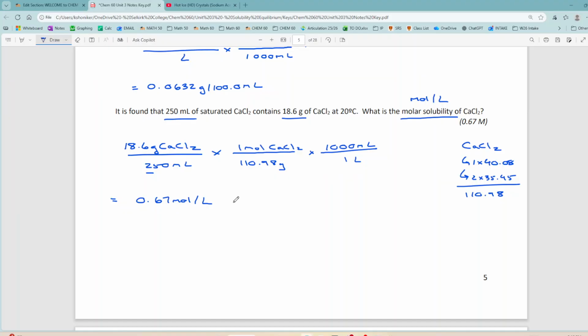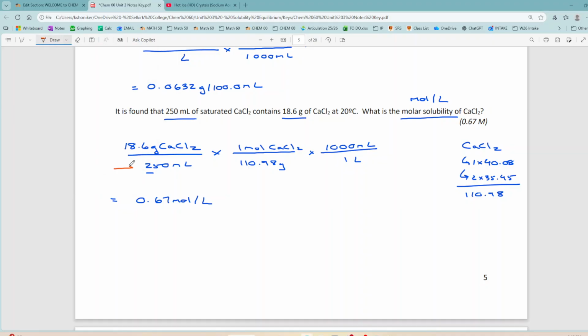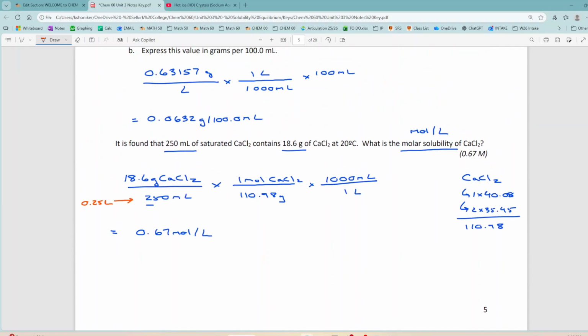And again, there's different ways of doing this. I didn't have to convert milliliters into liters. Instead, if I had wanted to, right, I could have just put in 250 milliliters as 0.25 liters, right? And then I don't have to do that final conversion into liters. You pick your poison. All right, now pause the video. Now it's time to go practice.